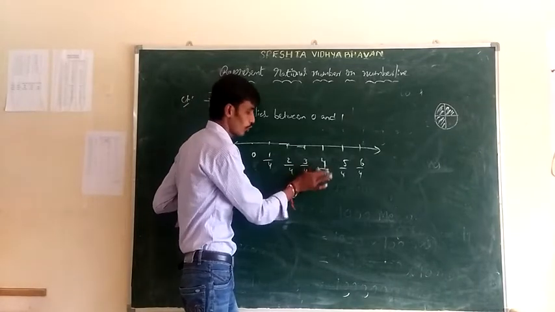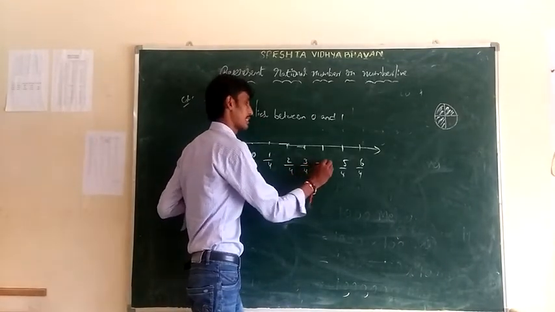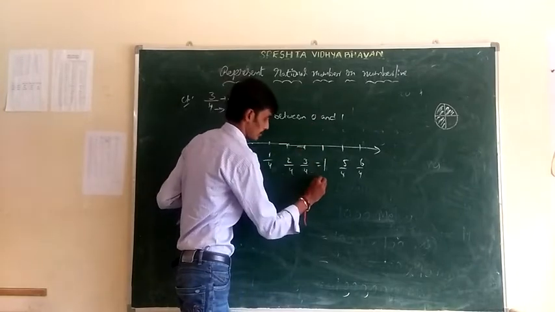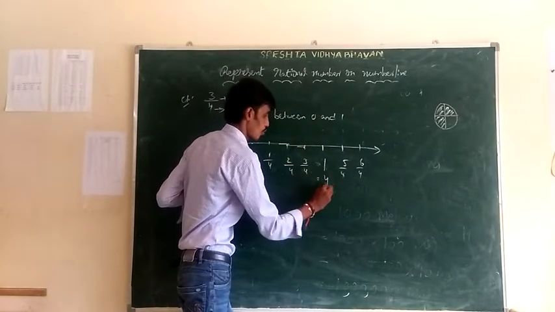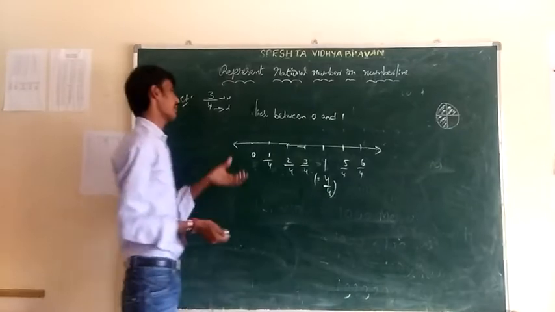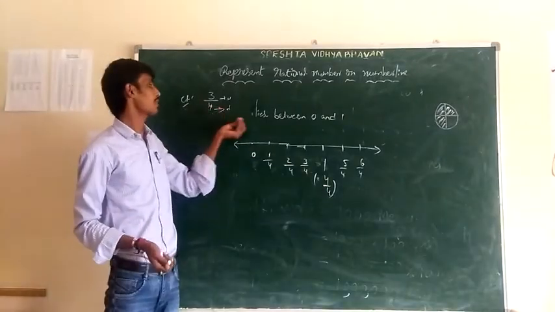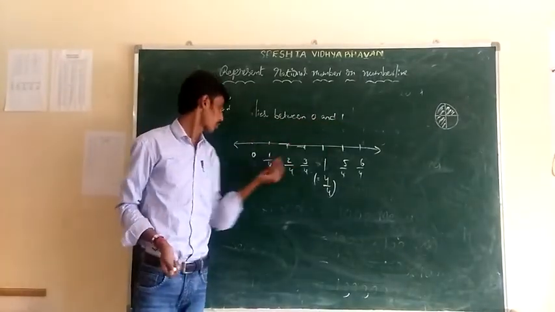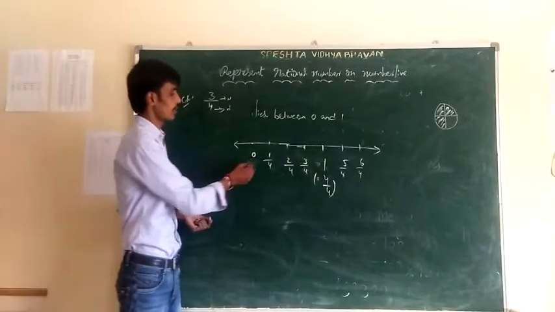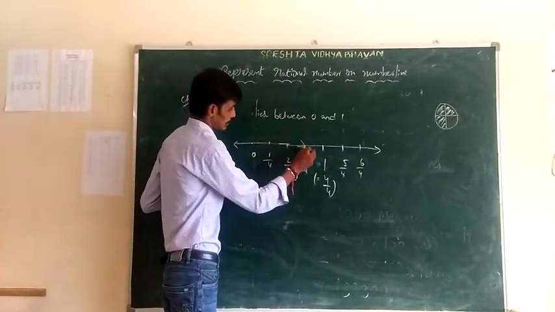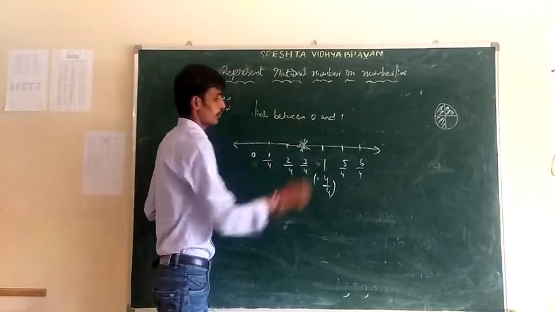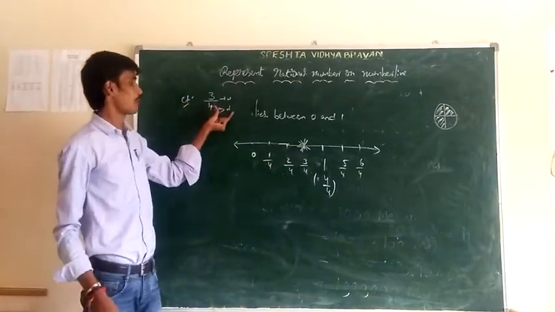What is the value of 4/4? 4/4 is equal to 1. So already you know that 3/4 lies between 0 and 1. We locate 3/4 here. This is the representation of 3/4 on the number line.